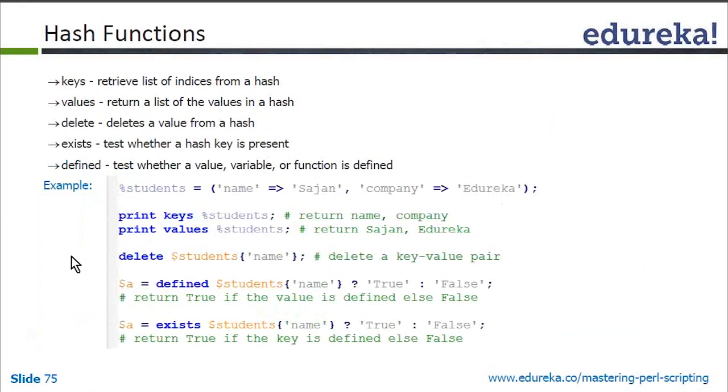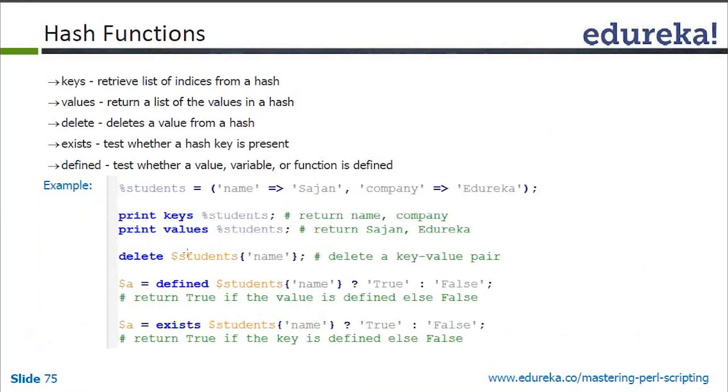You can print values, but the syntax is print, then keys and percentage, whatever hash is there, you can pass that hash there. Or values and the hash name you can pass. And then there are functions like delete, which deletes some record from the hash. Like you want to delete the name, that is Sajan, from the student's record, then you can do that.